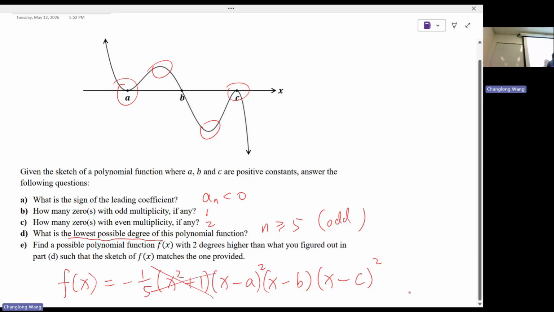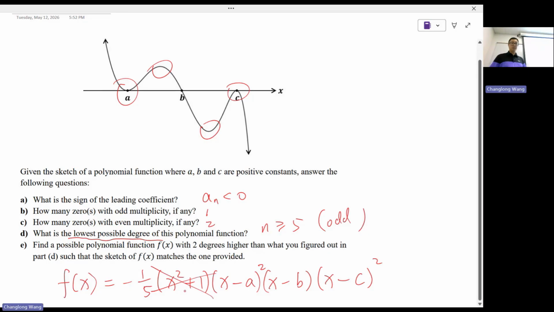And also, if you want, you can take a to be 1, b to be 2, c to be 3, and maybe plot it. You'll see that it's kind of close, right? So it turns out that it does work out, with or without that factor x squared plus 1.